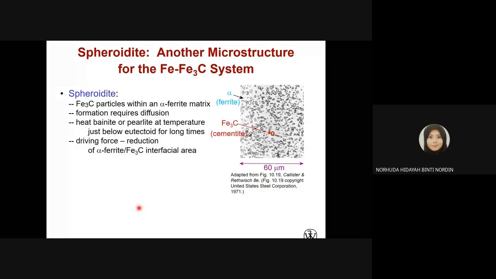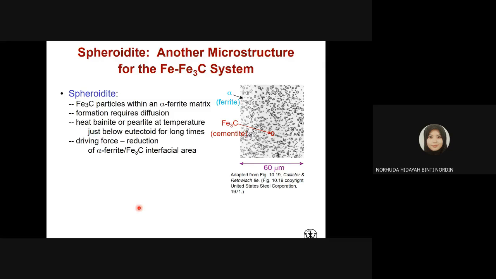Okay, now another term. We got perlite, we got cementite, ferrite. Just now we learned about bainite. Now the last one, I think, spherodite. What is spherodite? As the name says, sphere, it is in a sphere shape. It is a cementite particle in a ferrite matrix. Just like bainite, but it is in the form of a circle, spherodite, sphere.